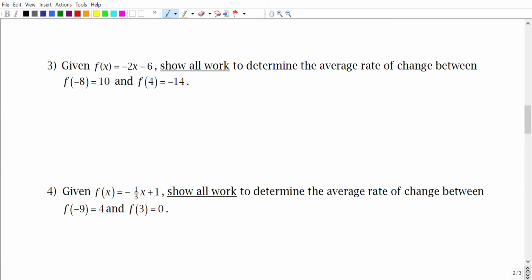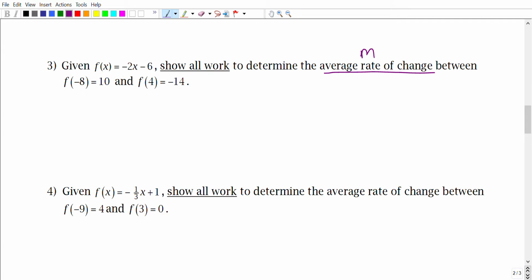All right, guys, let's go ahead and take a look at problem number 3. Okay, so it says, given the function f of x equals negative 2x minus 6, show all the work to determine the average rate of change, so we know that's our m, between f of negative 8 equals 10, and f of 4 equals negative 14.